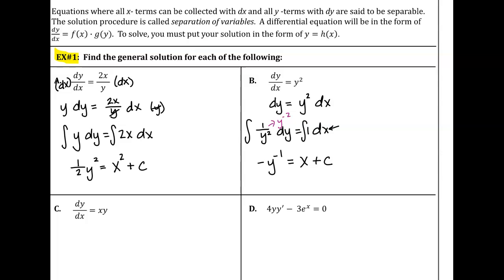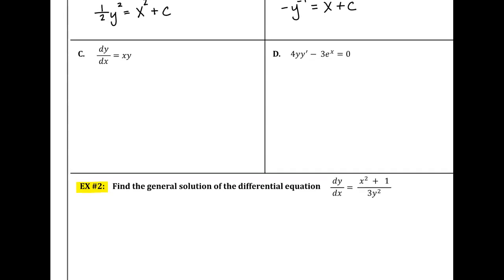All right, let's see. Ainsley, why don't you try separating c? Very good, you're so smart. She divided by y, and then she multiplied by dx, and then she's going to integrate both sides.